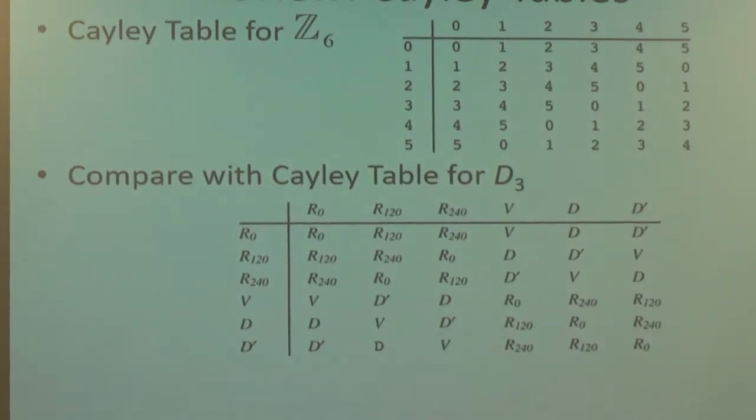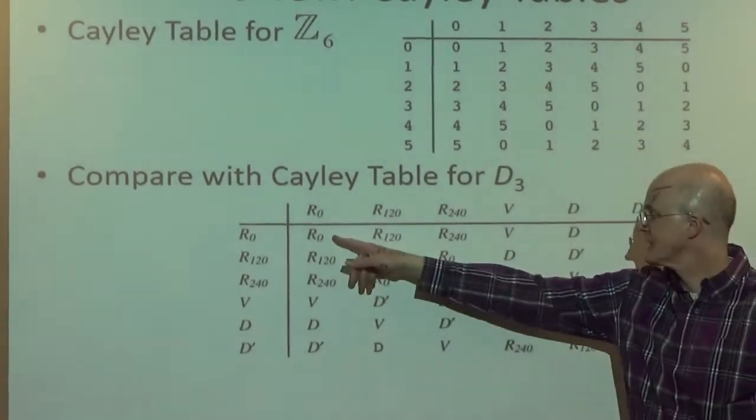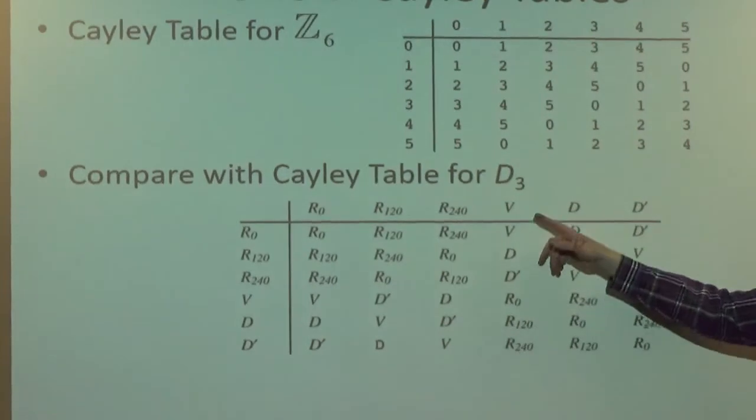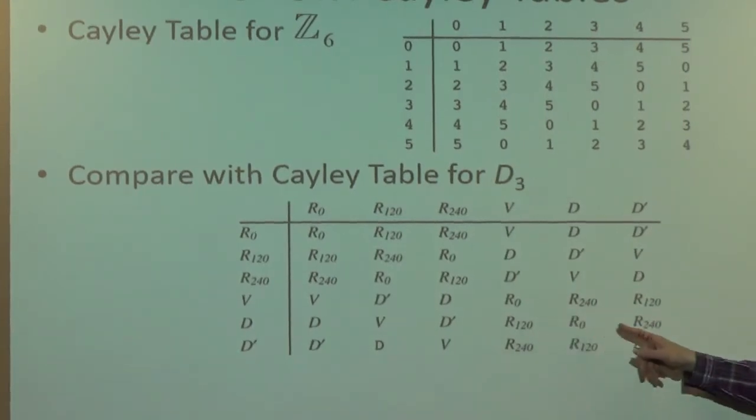We can also, again, quickly see which elements are their own inverses by looking at the main diagonal. R0 is its own inverse, it's the identity element. The flips are their own inverses too, which makes sense. Do a flip twice, you get back to where you started. R0, R0, R0.